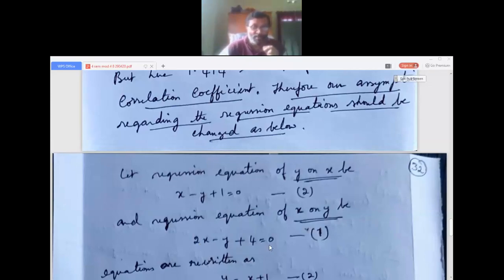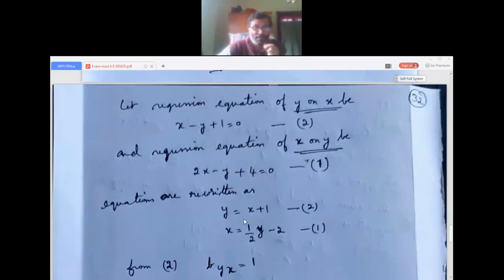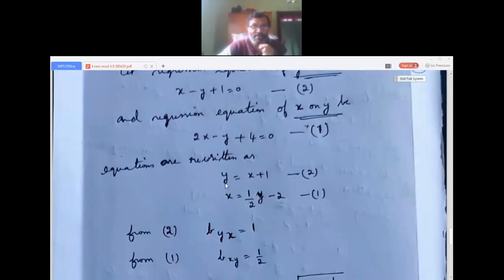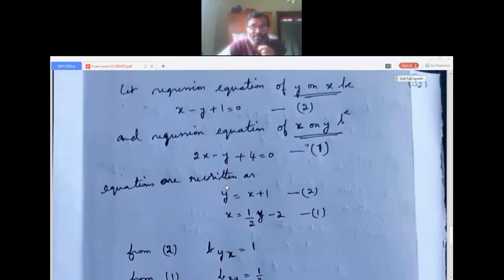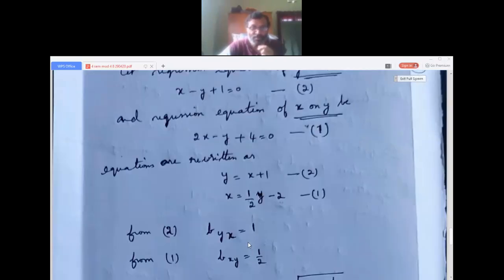Try to understand. Now, as before, because this is the regression equation of y on x, we write it as y equals. So y equals x plus 1. And because this is the regression equation of x on y, we write it as x equals. So y minus 4, then we divide by 2, so x equals 1 by 2 y minus 2. Now, because this is the regression equation of y on x, this will be byx. So byx equals 1. Because this is the regression equation of x on y, we get bxy equals 1 by 2. So we got byx equals 1 and bxy equals 1 by 2.